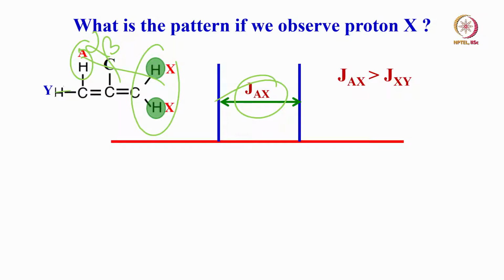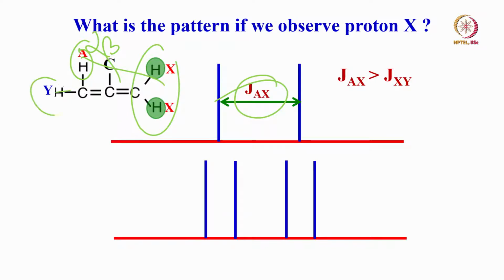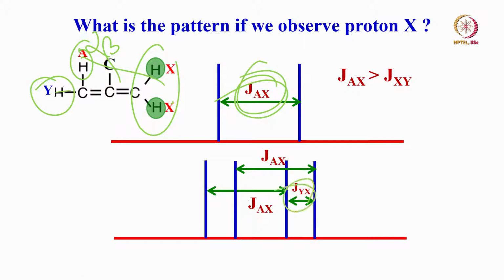Now each line of this doublet is going to be split into another doublet because of this proton, and this coupling is smaller. So this is the large coupling, which gives rise to this one. This separation is going to give the XY coupling. So this is why this pattern is called a doublet of doublets. In this case, the larger coupling and the smaller coupling are both doublets, and it is called a doublet of doublets.